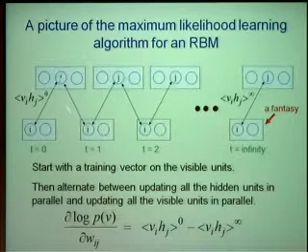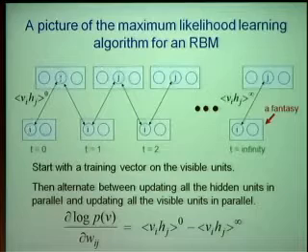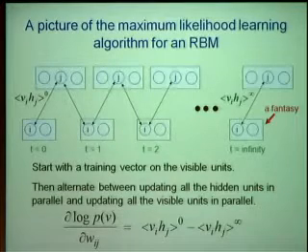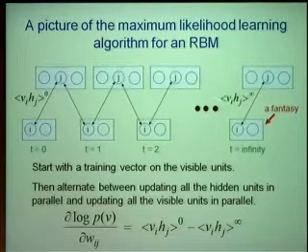And you measure the pairwise statistics of a pixel being on and a feature detector being on here, and you measure the same pairwise statistics there, and that difference in pairwise statistics is exactly the derivative of the log probability of this input vector here with respect to the weight on this connection.